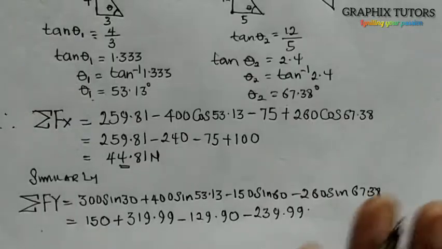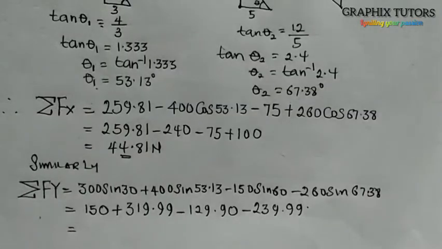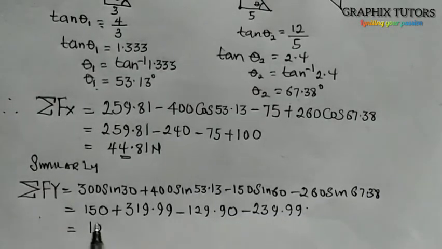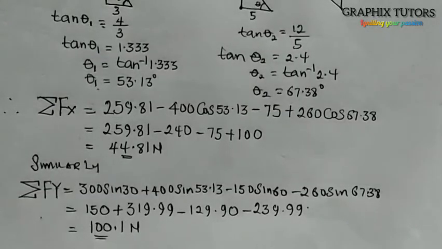Now in doing that, we put our values, so this will now give us 150 plus 319.99 minus 129.90 minus 239.99. So this will give us 100.1 Newton. That is my f of y.